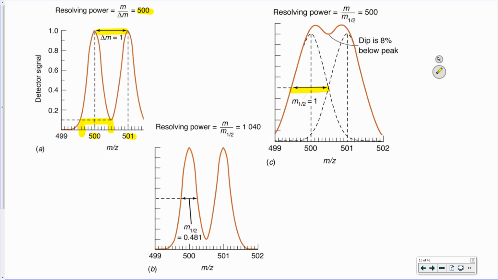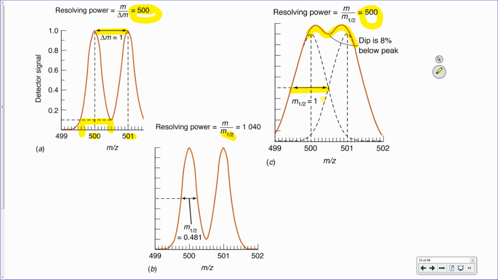So if theirs was a width of 1 at half height, you barely get those two things resolved. Now both of these instrument companies say, yeah, my resolution's 500. You have to make sure of what you're buying. Okay, so the most common way that we define resolution is at half height.